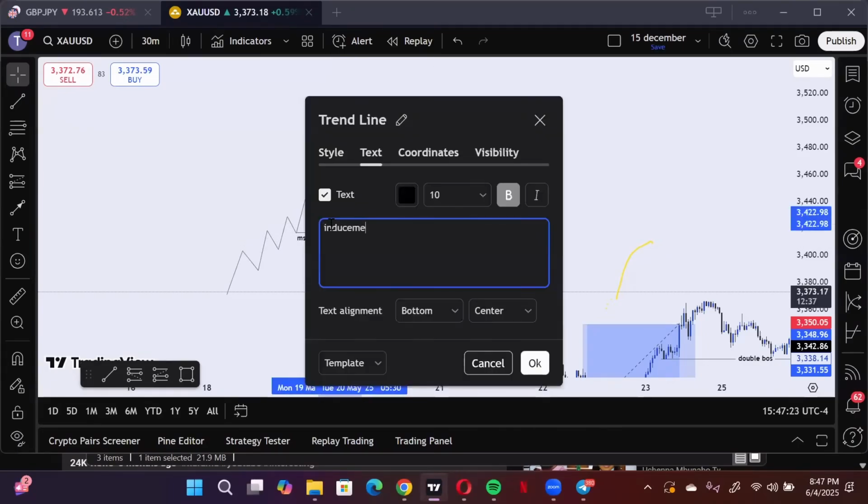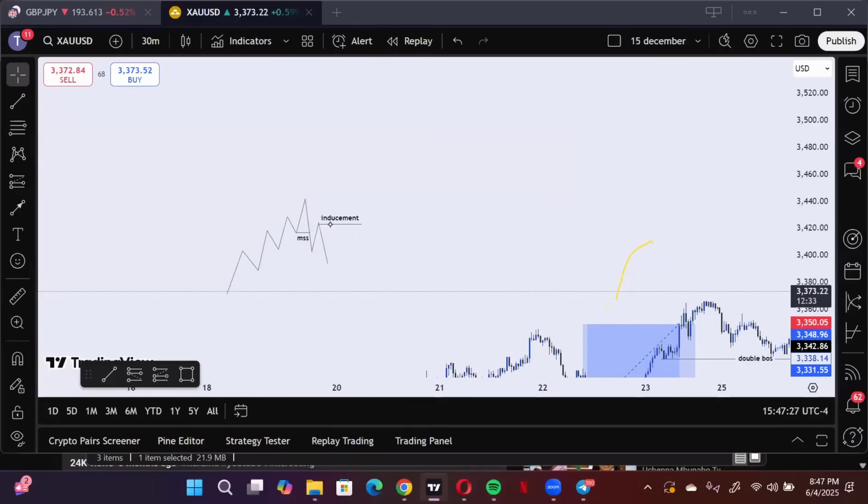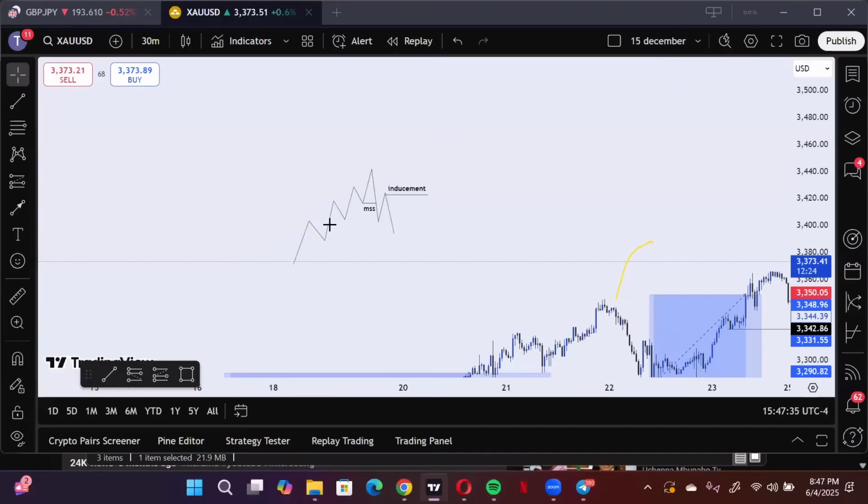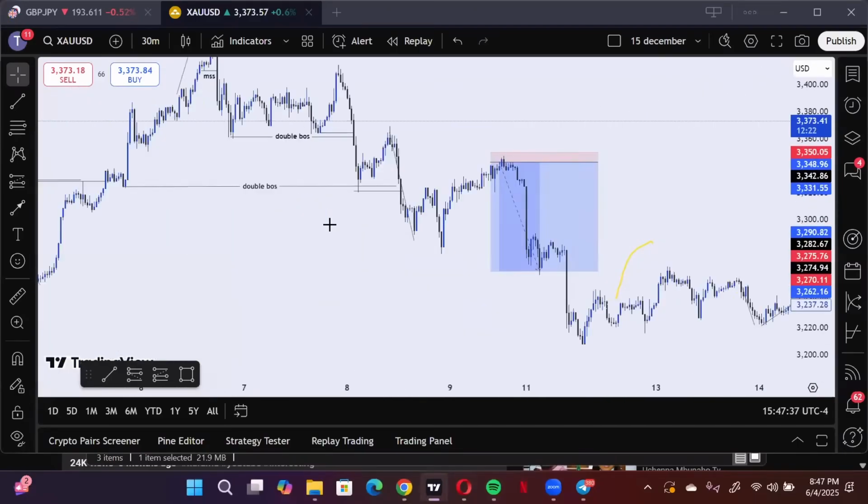The inducement is a trap in the market. It's basically a trap that markets will eventually come back and take out before it triggers your main point of interest. That is what your inducement is, the pullback that market makes after the break of structure or the market structure shift.